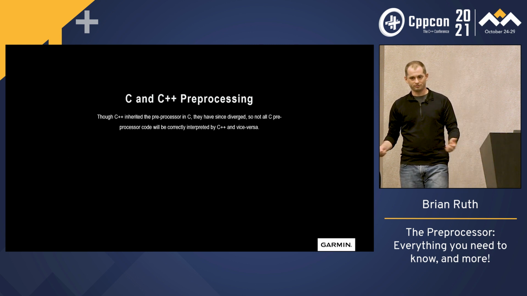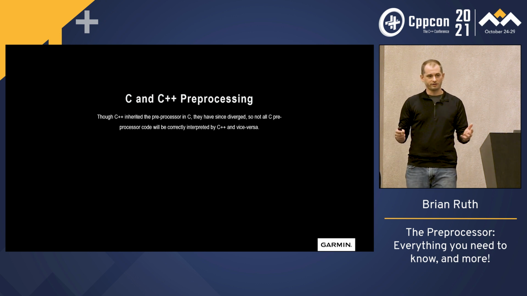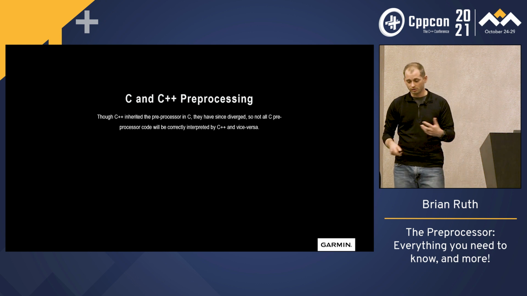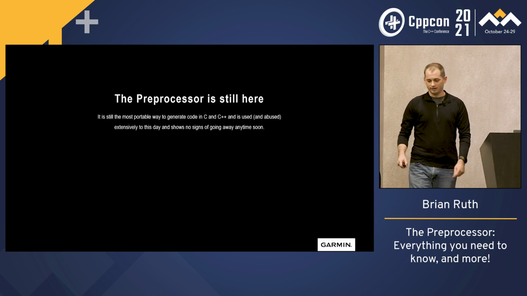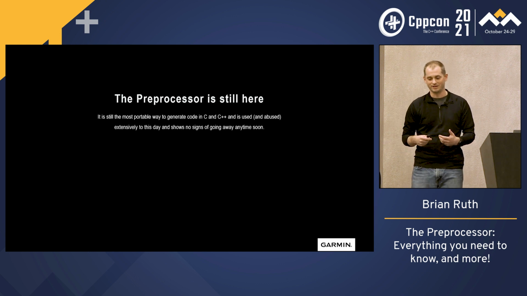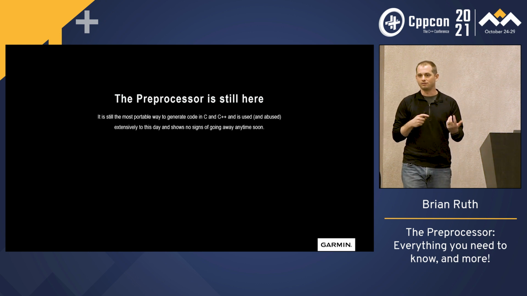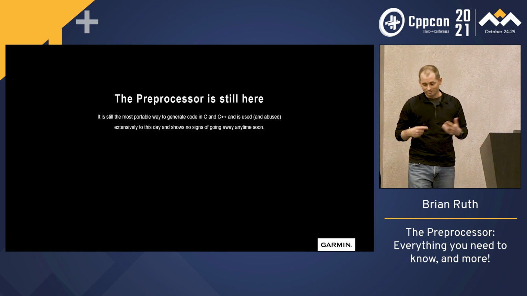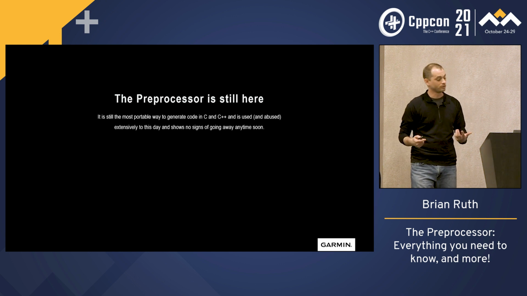C++ did inherit the preprocessor from C, so a lot of the stuff applies to both languages. But since then, they have diverged and gone in different directions, and they've borrowed from each other throughout time. So we'll take a look at where those things differ. And although its death has been predicted for many, many years, it's still here. It's still the most portable way to write generated code. It's used extensively in C and C++ interoperability, and it's a good idea, even if you're not going to be using it, to know what it is when you start encountering this code.